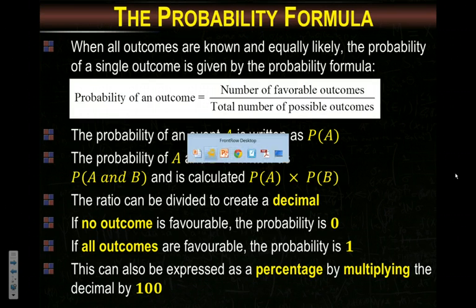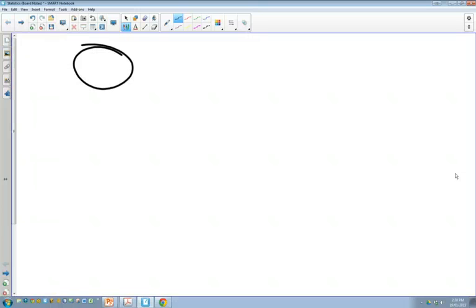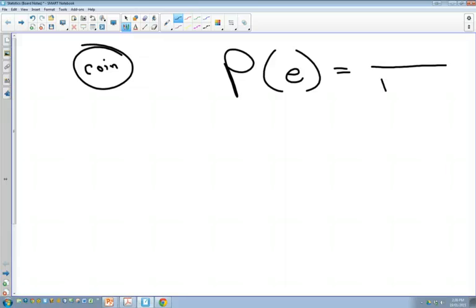So let's not overthink this. Let's try something simple like this. So let's say we had the coin toss, okay? So I have a coin, okay, and I'm going to ask, what's the probability of it landing heads, okay? I know you know the answer, but let's see how it works in the formula. So what I'm writing with the formula is the probability of that event, and it's equal to, okay, the total number of outcomes. How many possible outcomes in a coin toss? 2. Okay, so on the bottom I'm going to put 2.